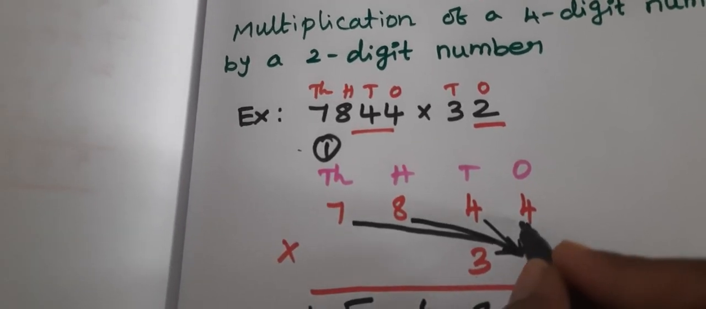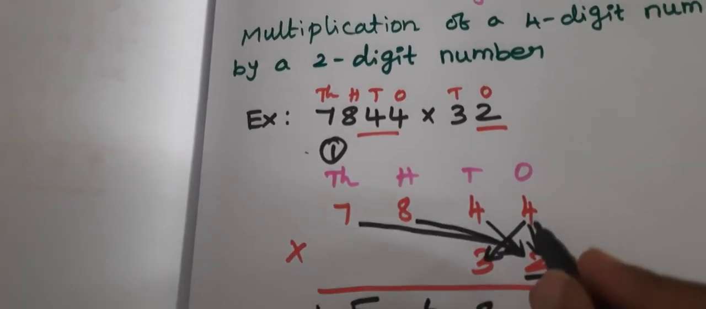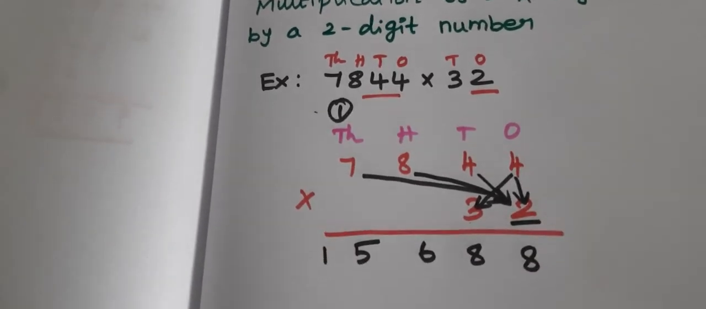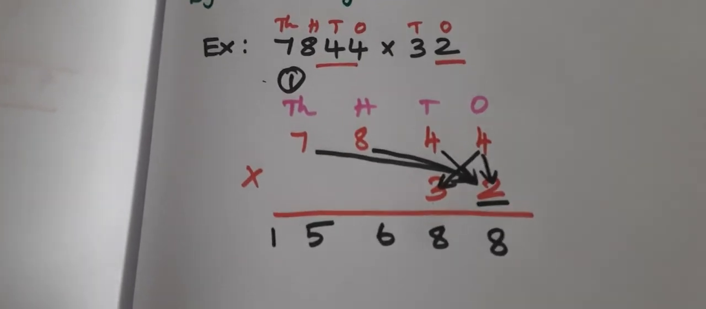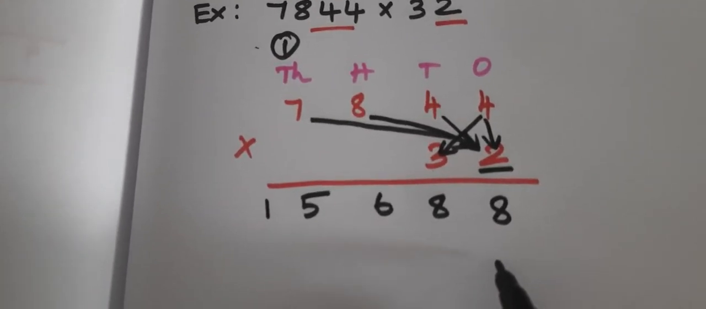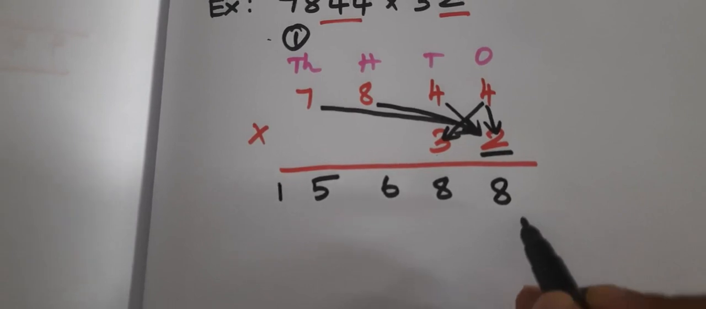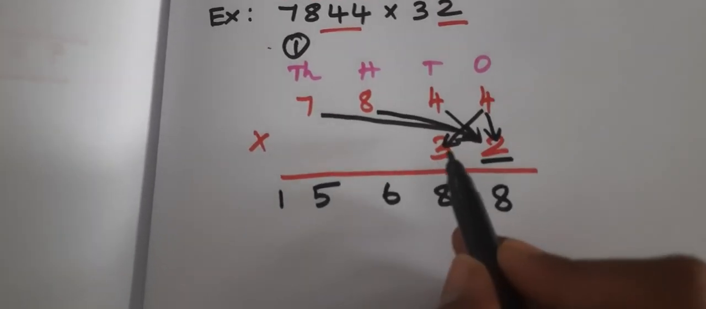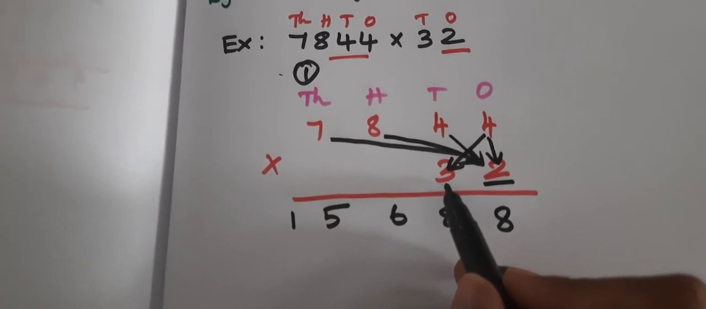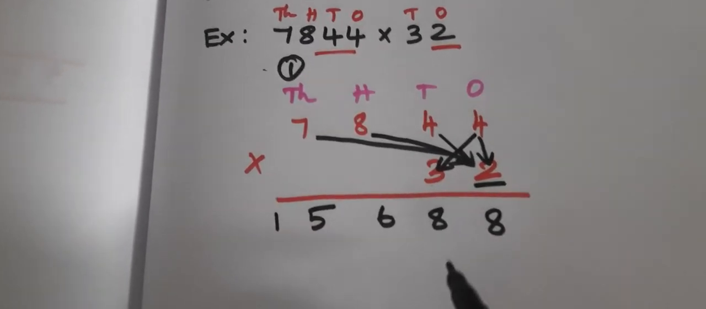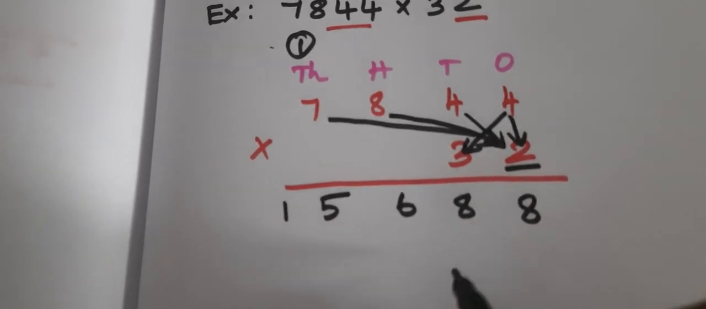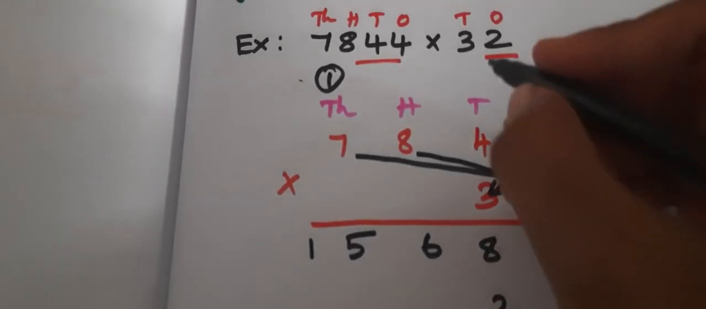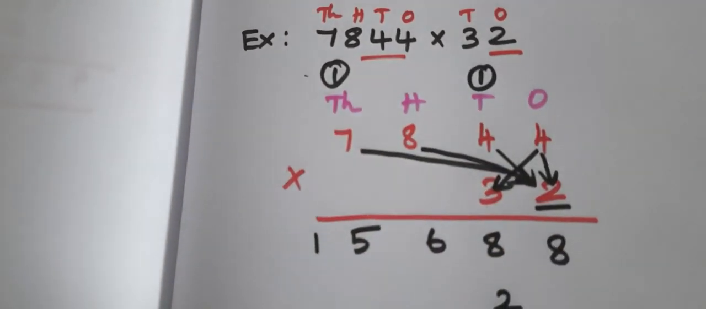See here, first you have to start here. 4 into 3, it's 12. In this step you have to listen carefully. Here there is no need to write the 2 in the ones place. You have to put it in the tens place, because in the multiplier we proceed to the tens place, so you have to start in the tens place only. So 4 into 3 means 12: 2, and 1 is a carryover. You have to keep it in the tens place.